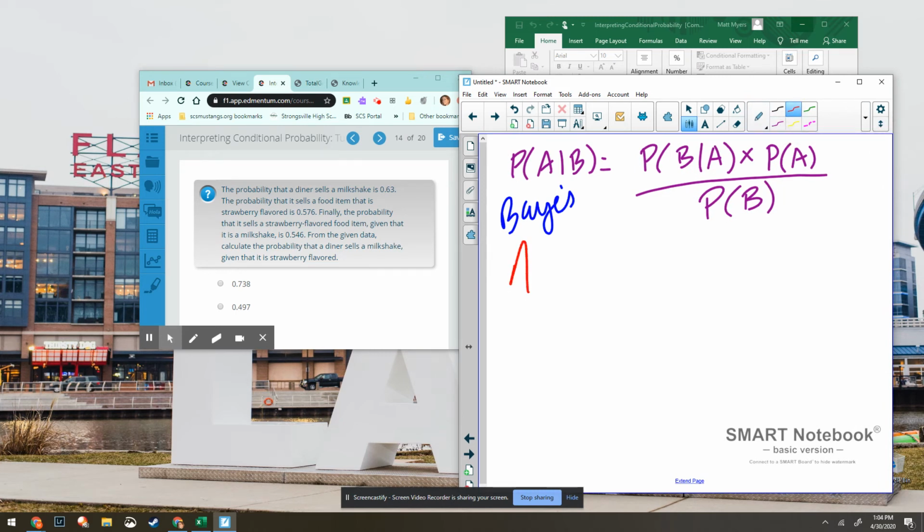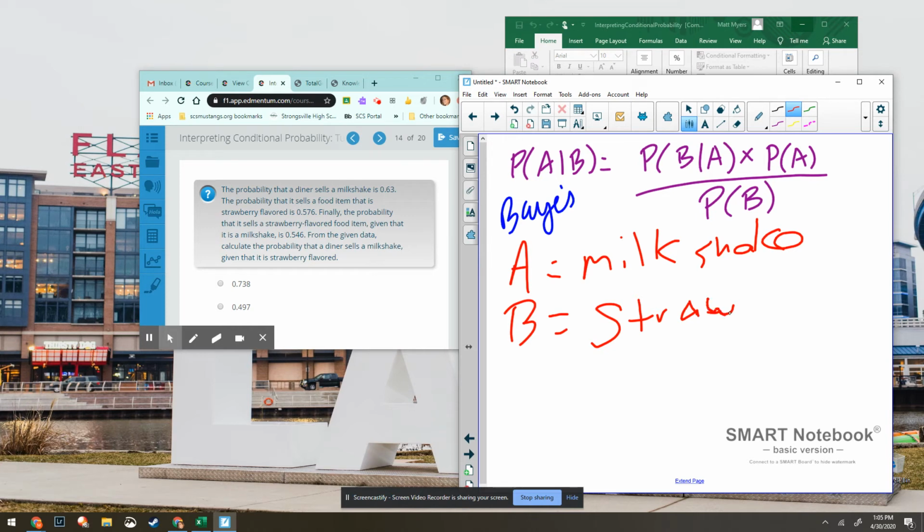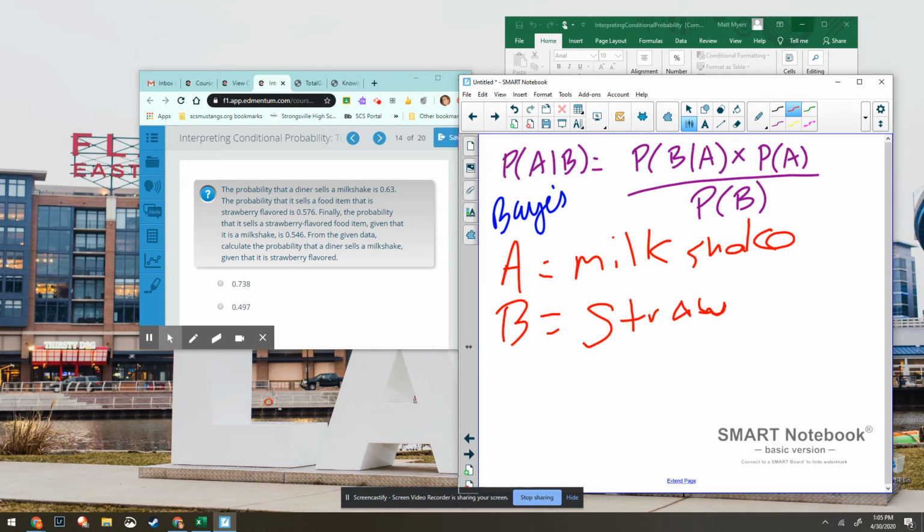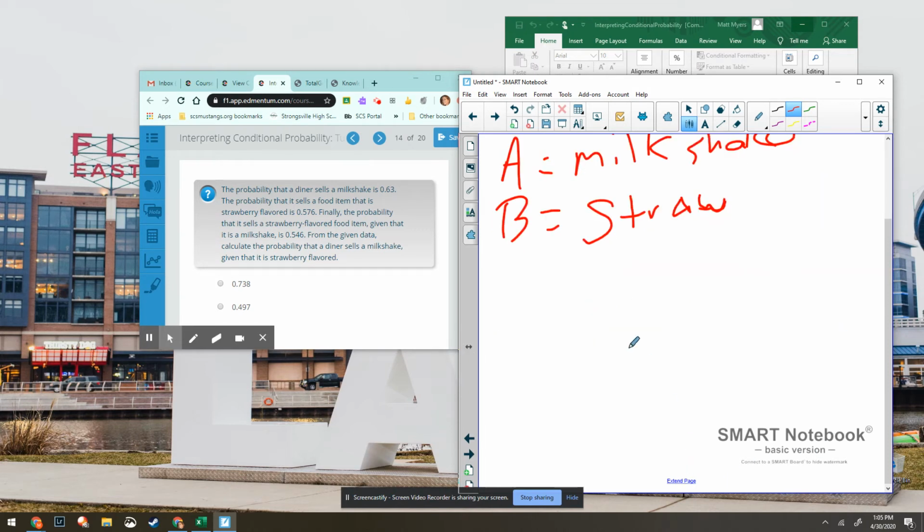So I'm going to let A be the event that they sell a milkshake. That's a shake. I'm going to let B be the event that it's strawberry. So if we want to work this out, what we would have to do is find the probability, first of all, of A. So find the probability of A, which is the probability that you will sell a milkshake.